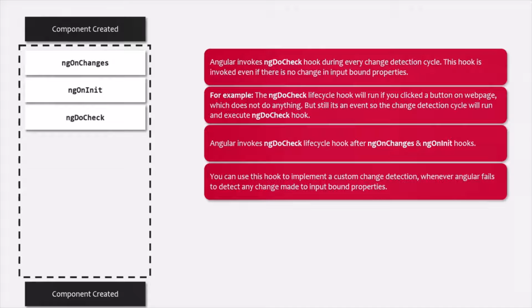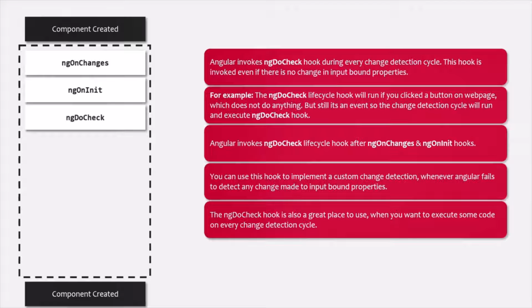Now you can use this hook to implement a custom change detection whenever Angular fails to detect any change made to your input bound properties. So let's say in your component you have an input bound property, that is, a property decorated with the @Input decorator, and for some reason whenever the value of that input property changes, Angular's change detection cycle is unable to detect that change. In that case, you can write your custom change detection inside this ngDoCheck hook.